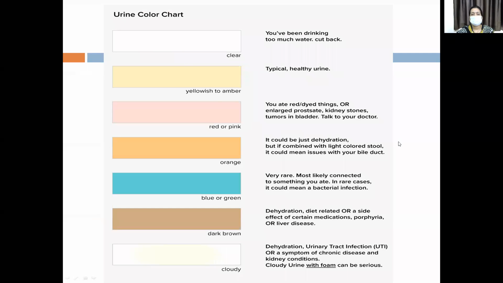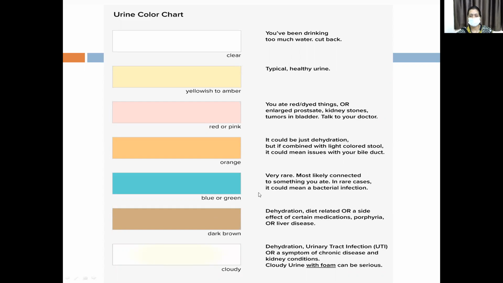That means if you are drinking more water, then it's clear. Yellowish to amber colored urine is a normal one. If it is red or pink, there can be stones, hematuria, hemoglobinuria, or anything that is causing red blood cells to ooze out, either by friction of a stone or by some renal or post-renal problem. Then orange: sometimes it can be there with dehydration and some issues with your bile duct.